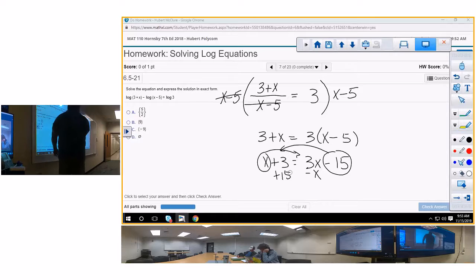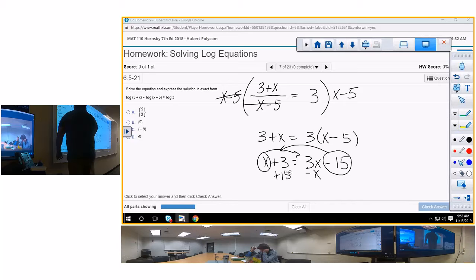And you get, what's 3 minus x? 2x is equal to what? 18? Yeah. Divide by 2. X is equal to 9. Go back and check it.